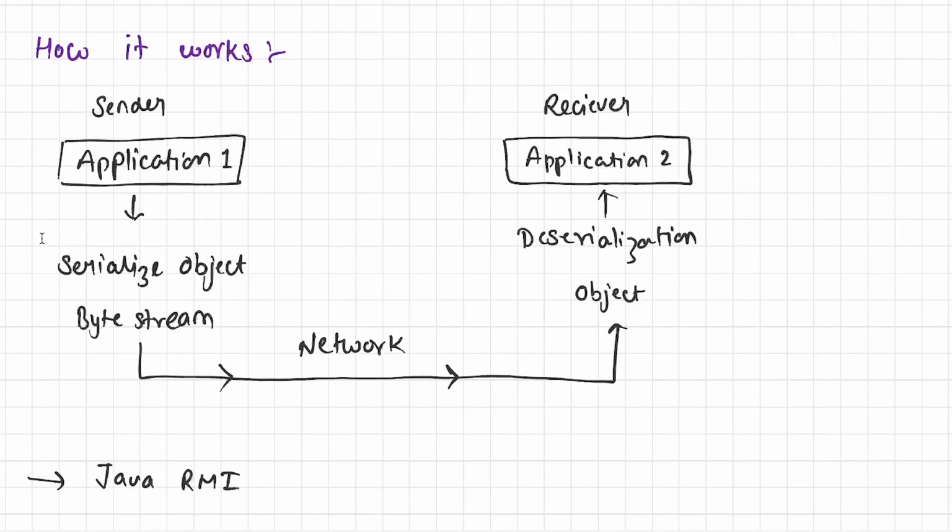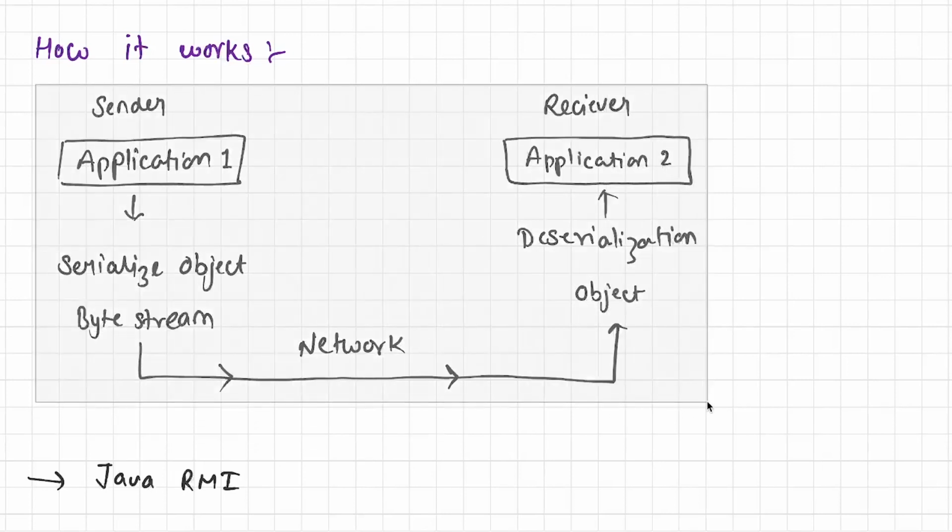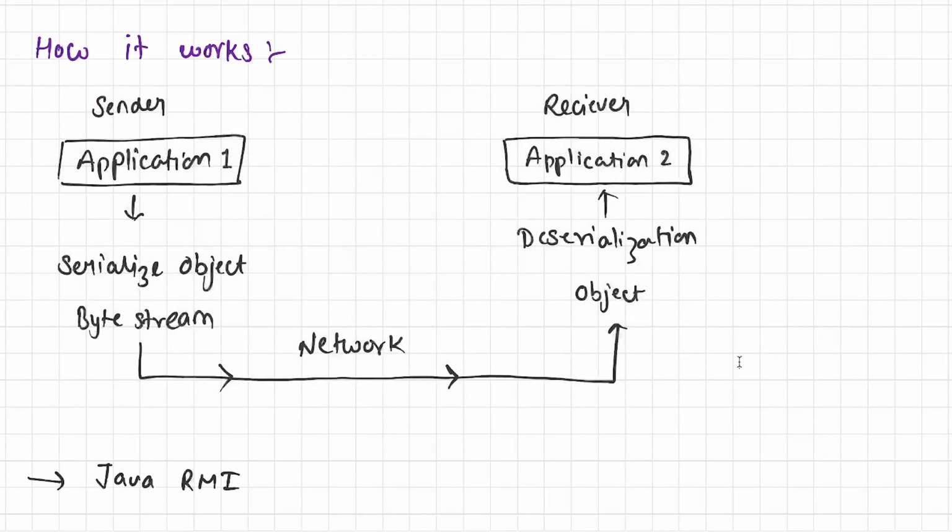Application 1 simply serializes its object and converts it into a byte stream, and then this byte stream is sent over the network. As soon as application 2 receives this byte stream, it performs deserialization so that the byte stream sent by application 1 is converted back to its original form, an object. So this is the entire flow of how serialization and deserialization works.